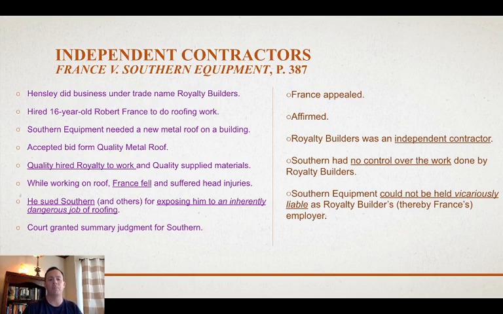The place that he works for, he feels, put him in a dangerous situation when doing this roofing work, exposing him to, quote, an inherently dangerous job. So he tries to sue the company that hired his company to do the work, and he loses the case because they're not responsible. It's just your employer who's responsible, not anybody else who might hire your boss to do work for them.